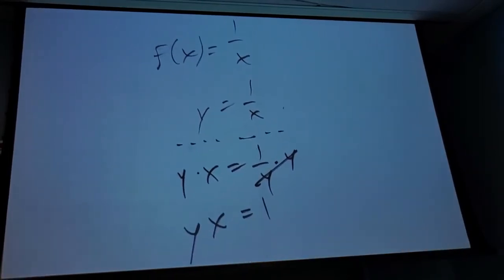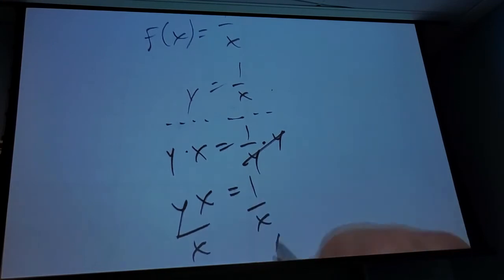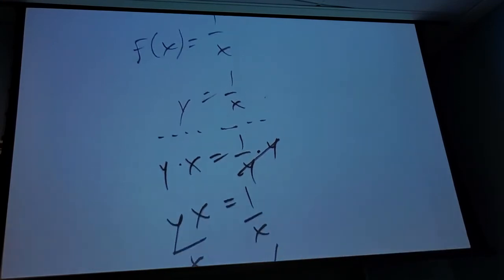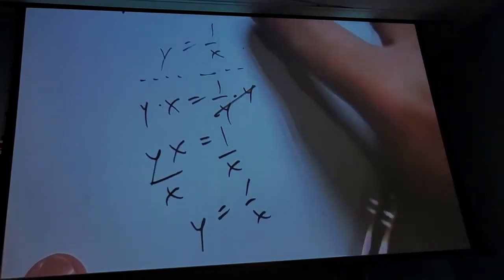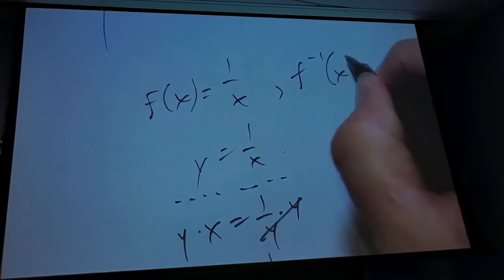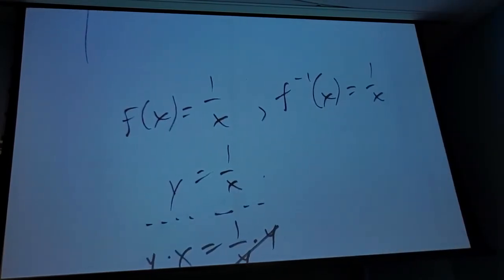And then how do I solve for y? Divide by x. Sorry, I'm very violent in mathematics, I know. So what do you notice that's interesting? If f of x is 1 over x, f inverse is 1 over x. Does that make sense? No.